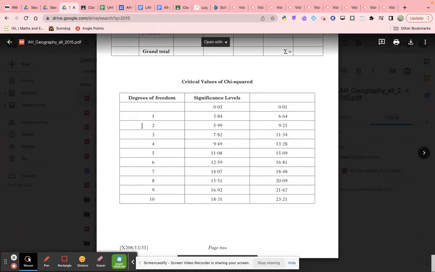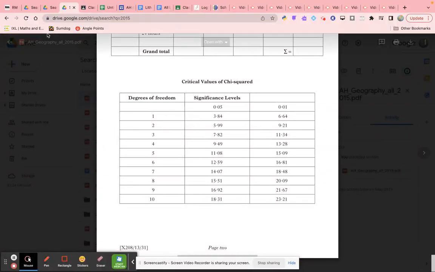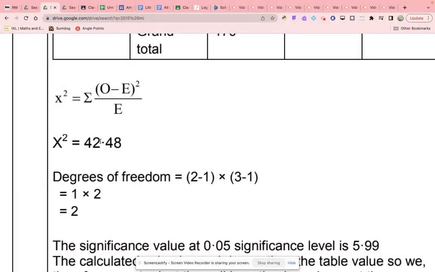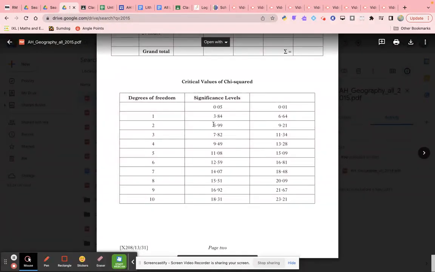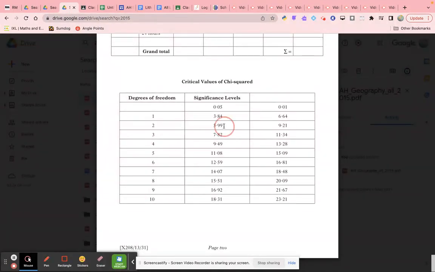So now that we know we have 2 degrees of freedom, is our result, and let's just remind ourselves what it was, 42.48, larger than either of these results? Well, it is larger than this. So that is the 0.05 or the 95%. Now, because it's larger than that value, we can automatically reject the null hypothesis and accept the alternate, which is there is a statistical relationship between the distance somebody lives from the national park and how long they stay.